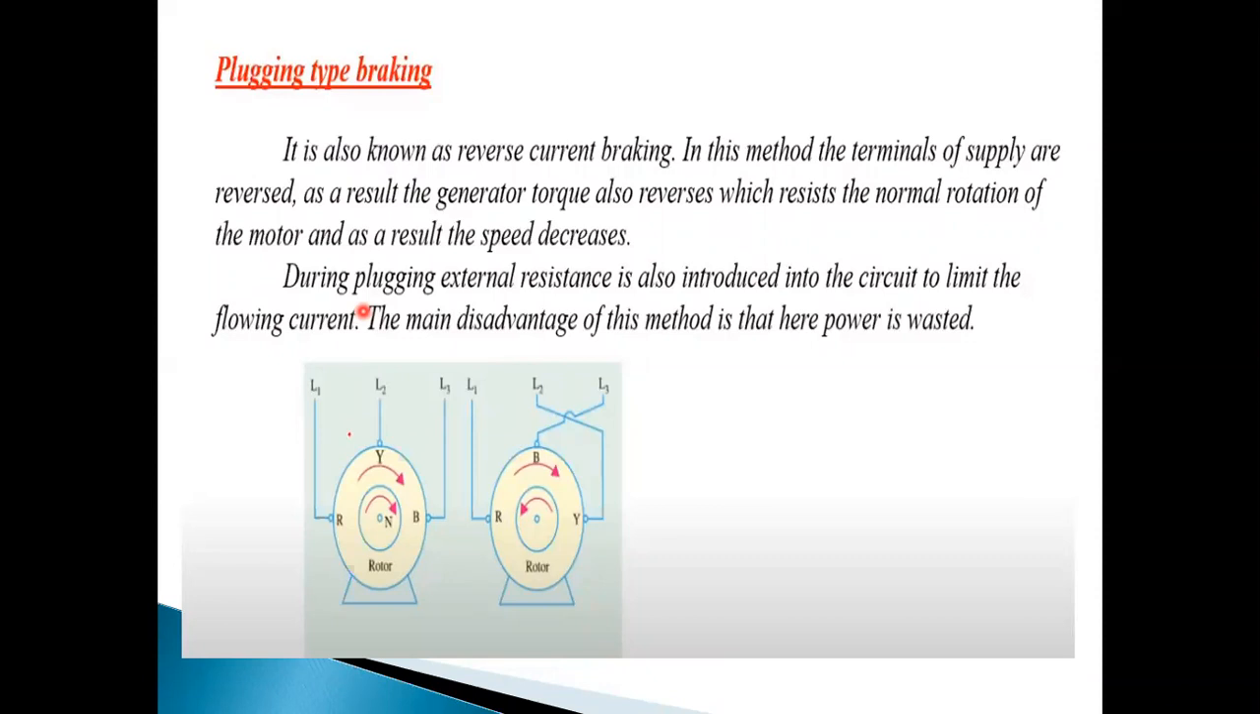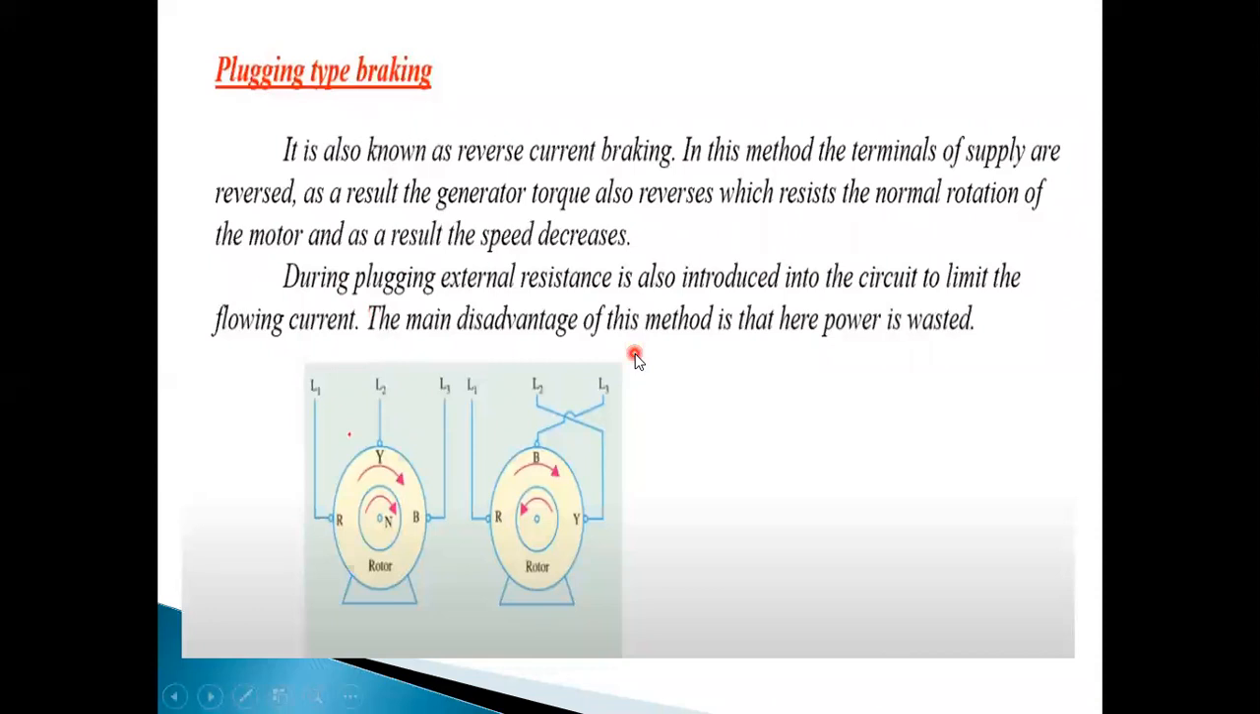By changing the armature terminals or the field terminals, either armature or field, not both, that is, the armature winding or the field winding current direction, if you interchange it, then only is it possible to stop or reduce the speed of the DC motor. Otherwise it's very difficult to stop the motor. That is the concept regarding the plugging type.